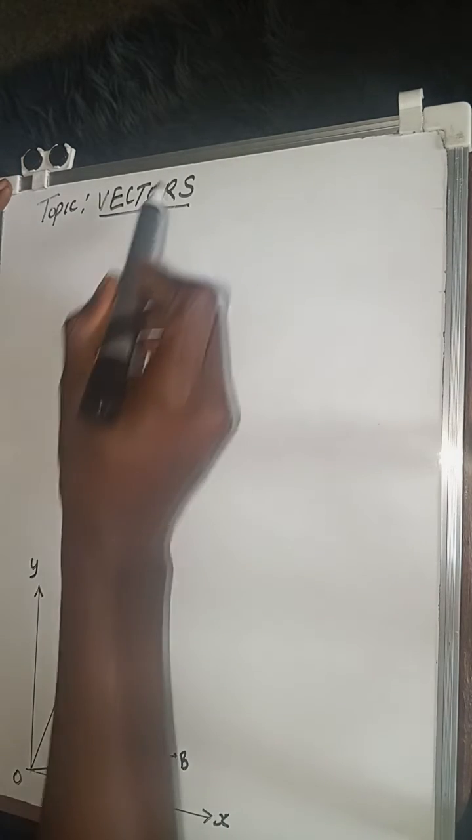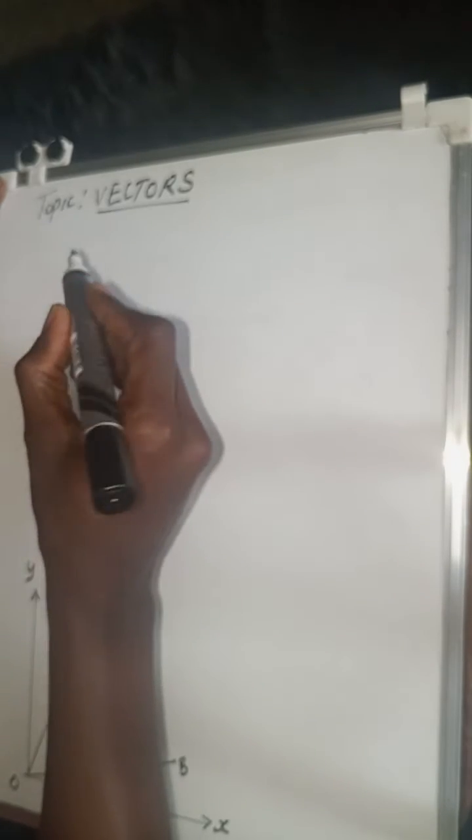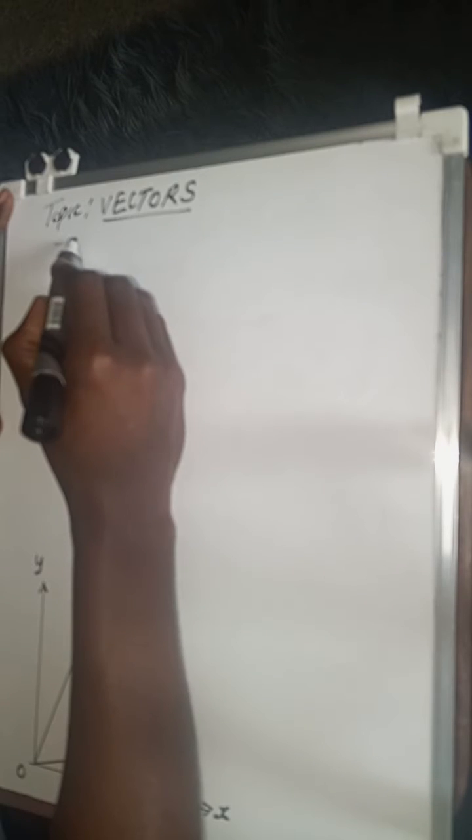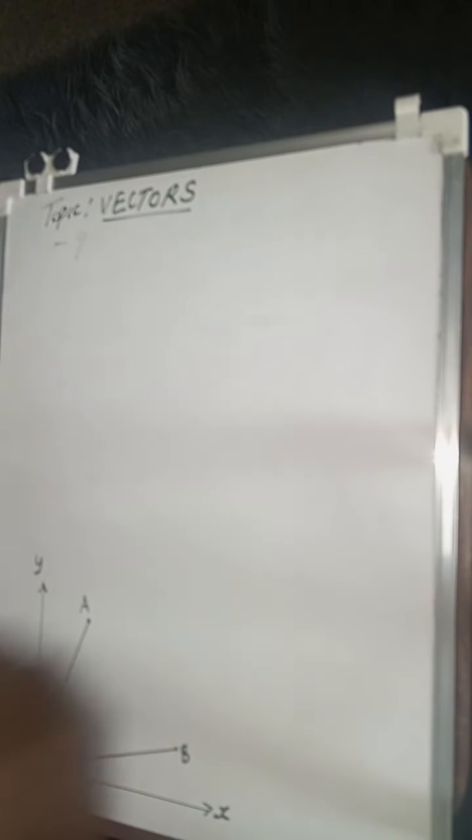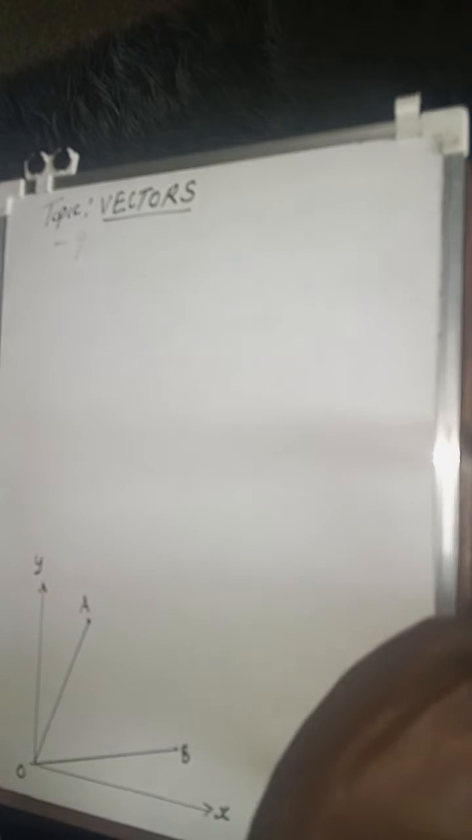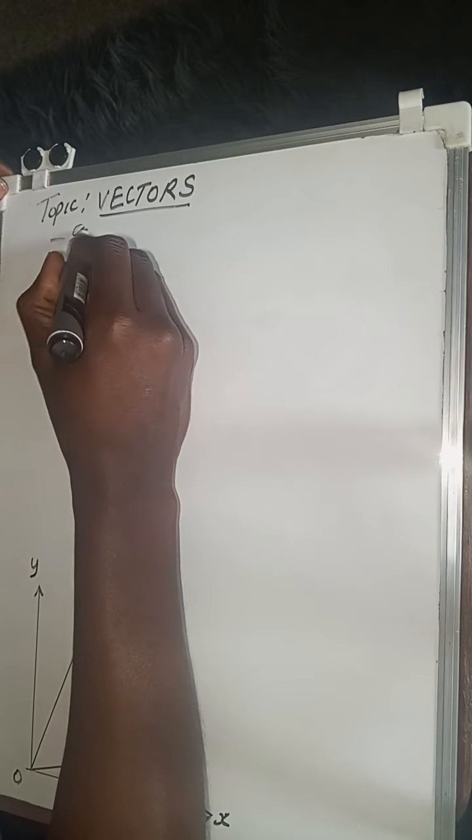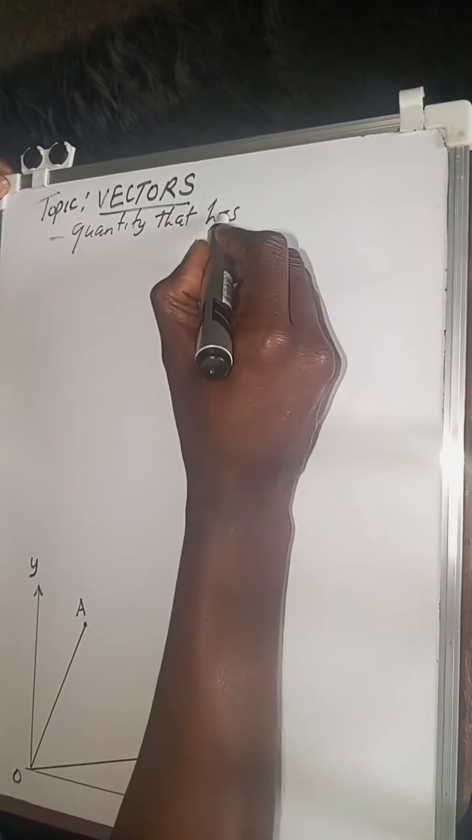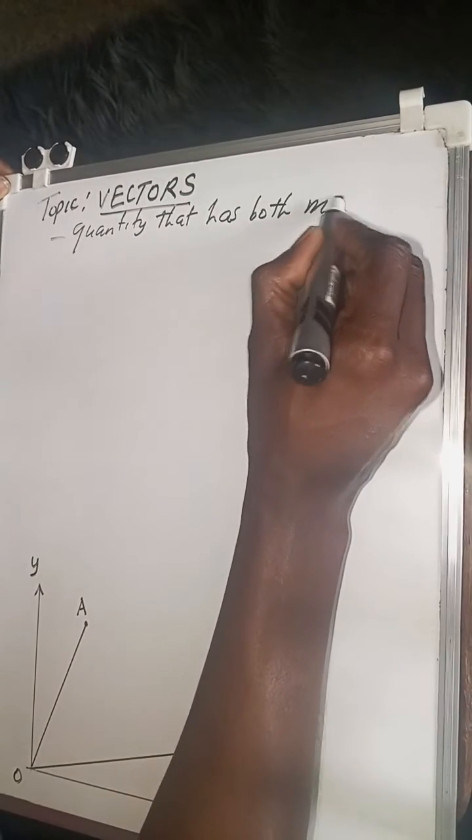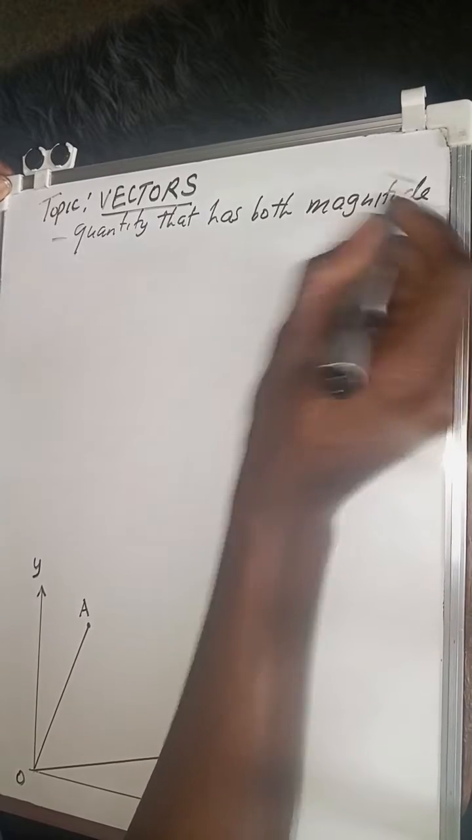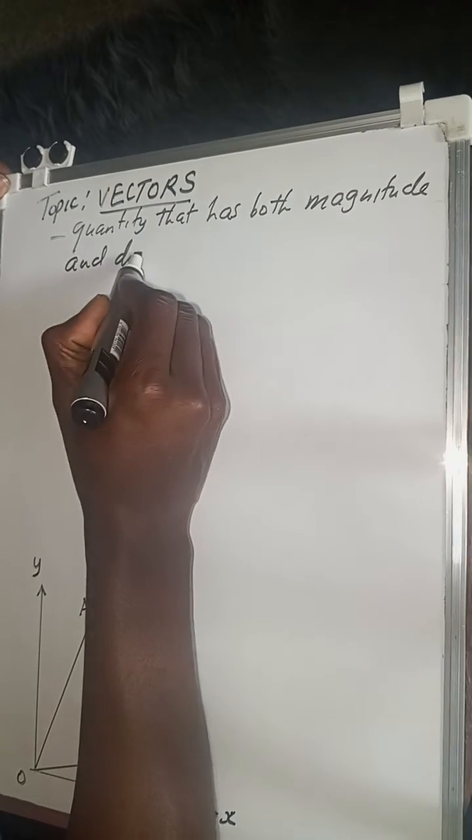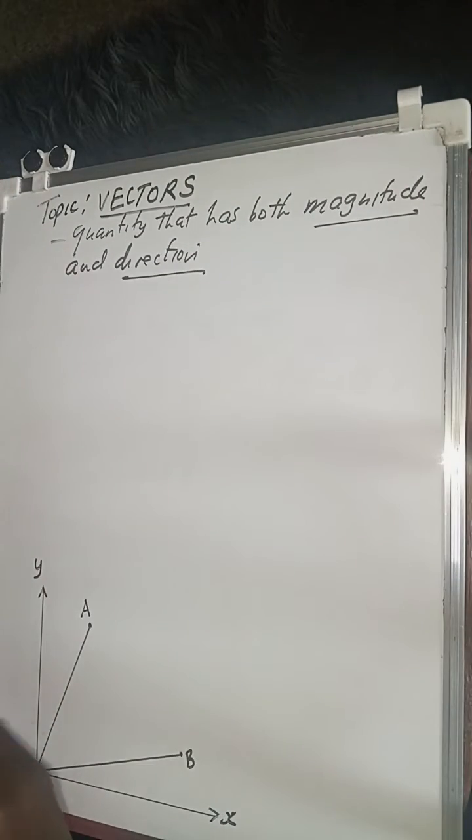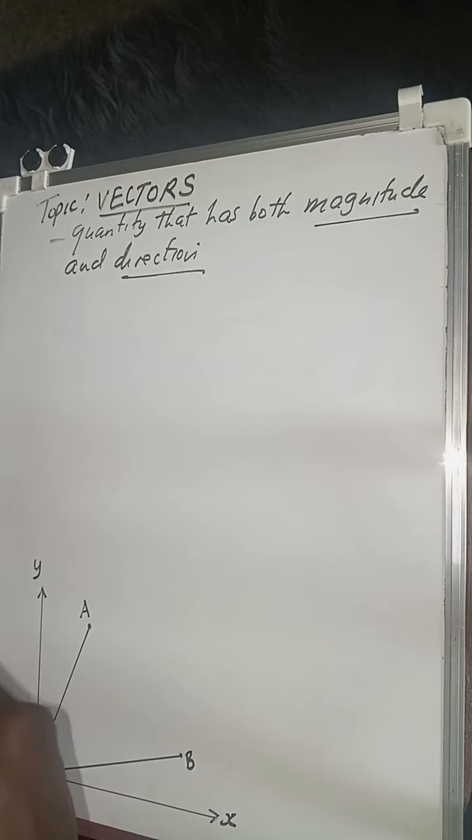Now if you still remember, we did mention that a vector is simply a quantity that has both magnitude and direction. Let me just try to use a different marker. So it has both magnitude and direction. Two things stand out when you're dealing with vectors: the magnitude as well as the direction. A vector is always going to tell you the magnitude.